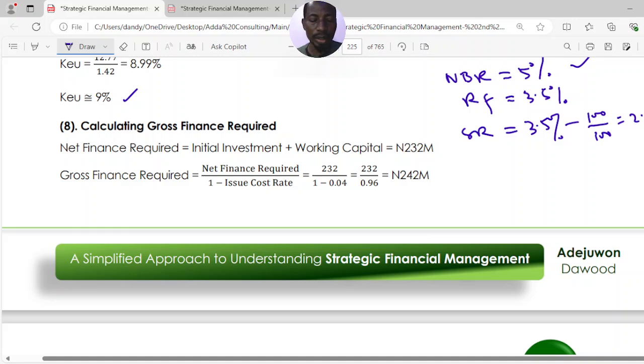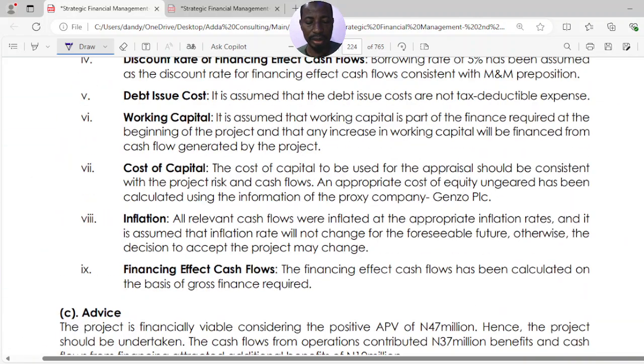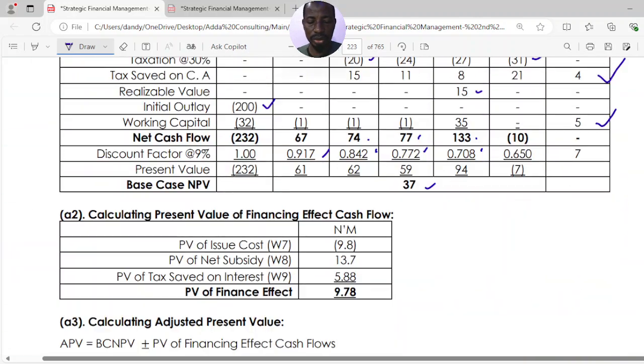Now, the next thing we want to do is to confirm whether we want to use net finance required or gross finance required. And I said, at all times, always use the gross finance required. To get the gross finance required, it is simply the net finance required divided by 1 minus the issue cost rate. The net finance required is the initial outlay of the project plus the working capital in year 0. When you add the two together, that's 232. You already have it in the question. Let's go up there and pick it. The 232 million is the initial outlay plus working capital.